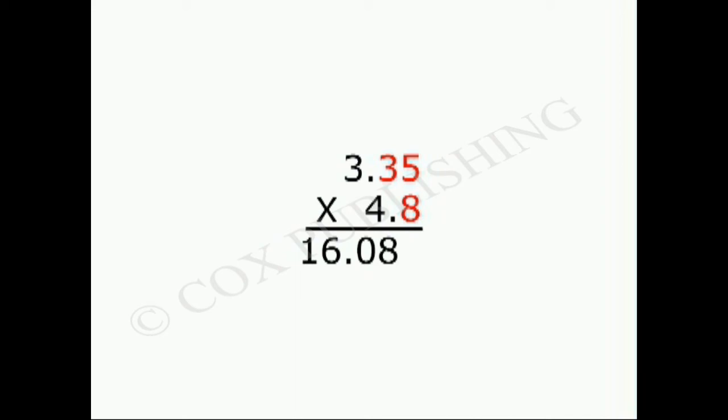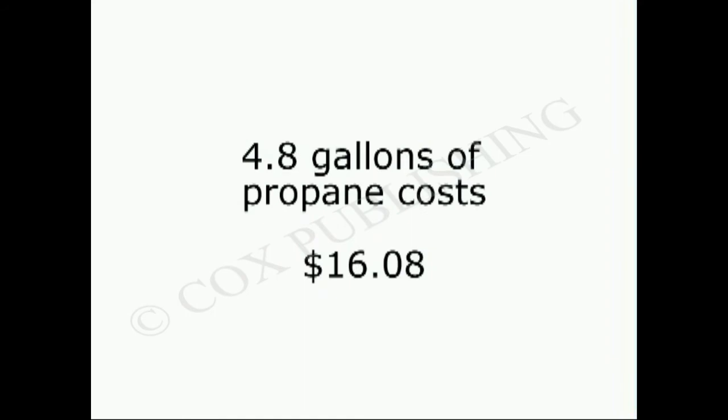It's important to remember to keep any zeros at the end of your multiplication problems until you place your decimal point. Then you can drop any zeros from the end of the number. And besides, this answer is money, and money has 2 decimal places in it. Remember, we were looking for the cost of the propane, which was in dollars and cents. So 4 8/10 gallons of propane cost $16.08.